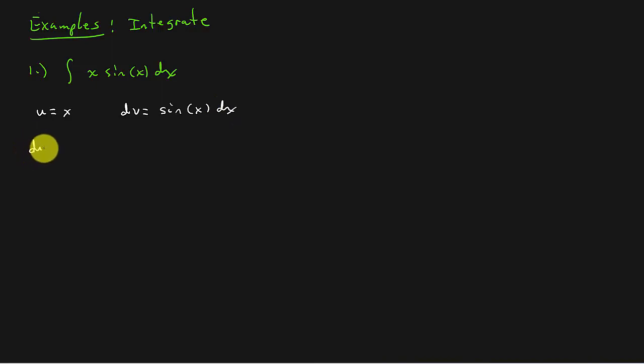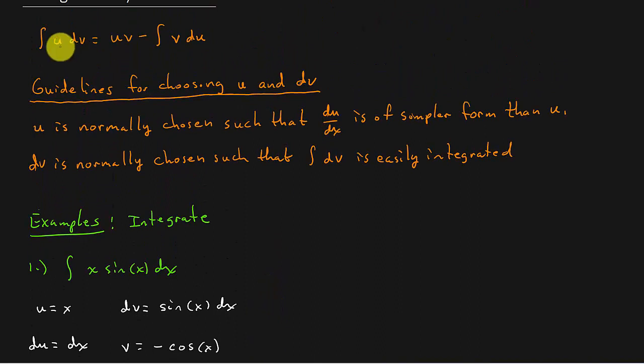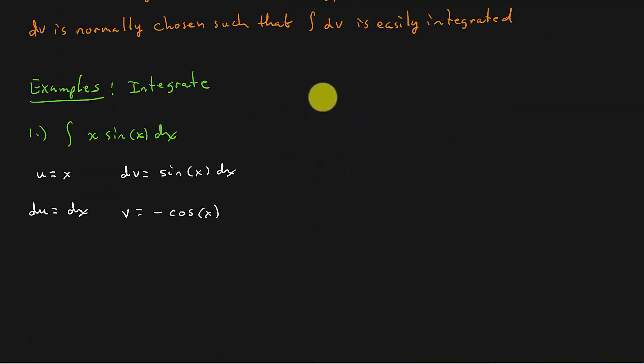And so now we get du is equal to 1 dx, the derivative of x is 1. And then v, well, what's the antiderivative of sine? Well, that's negative cosine. All right. And so what does this up here say? u dv is equal to u times v minus the integral v du.